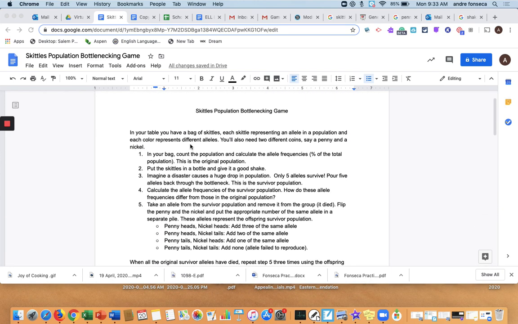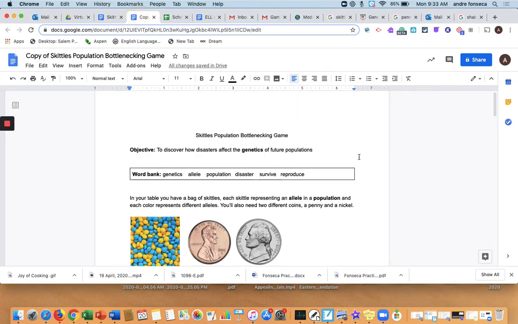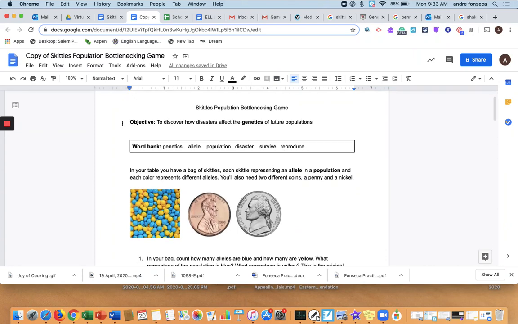So I'm going to show you an example of how you could take the Skittles population bottlenecking game and change it to make it more chunked and visually appealing for students. Here's a copy of what I did. I started by giving the students the objective, or the purpose for doing this game, at the very top: to discover how disasters affect the genetics of future populations. And I included a word bank for students. These are words that students have to know, that have to be pre-taught before they engage in this game.